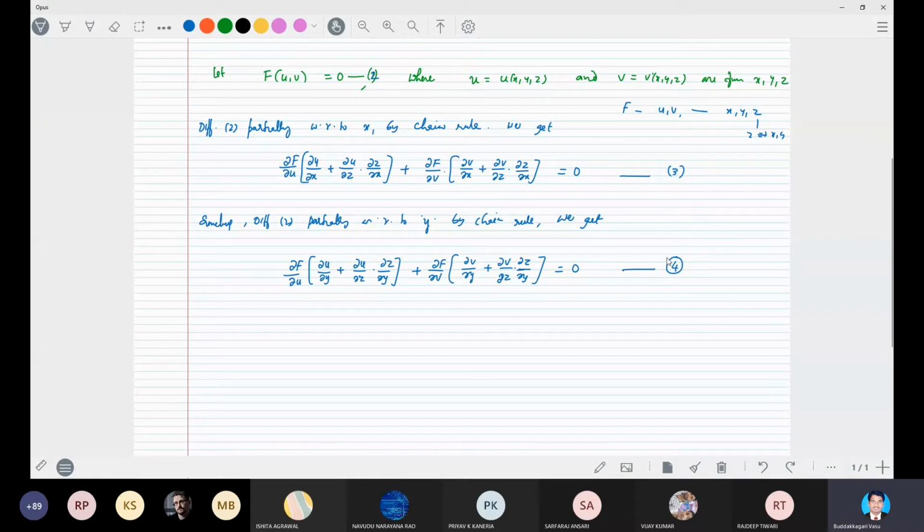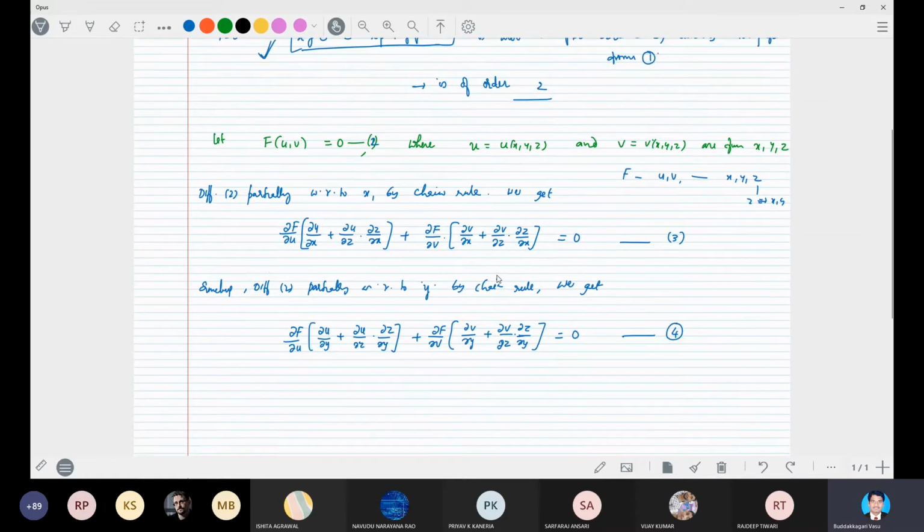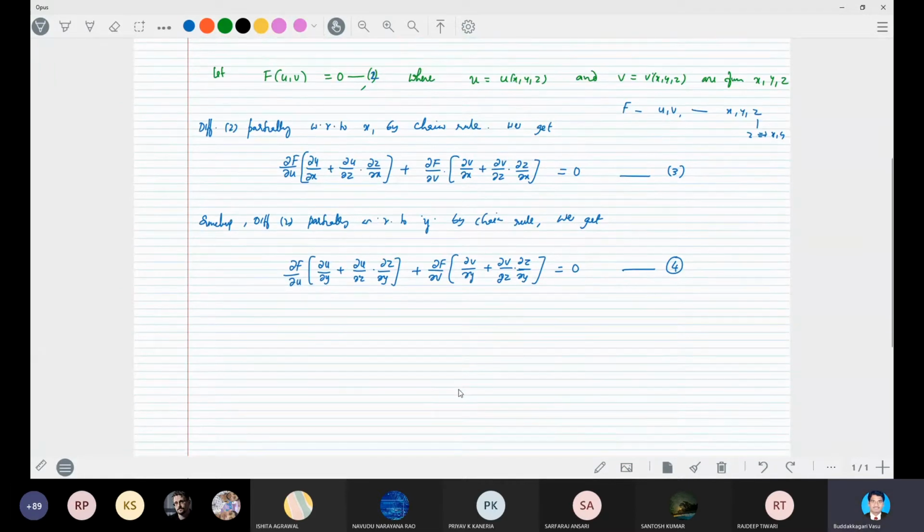Equation 4. Now, what is our aim? To form the differential equation by eliminating the arbitrary function. What is the arbitrary function here? F, right? F has to be removed or eliminated by using these equations. How can we eliminate this F from these particular equations 3 and 4? Can anybody say how we can eliminate?